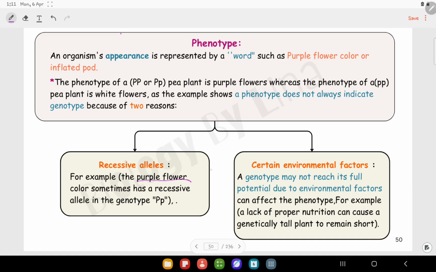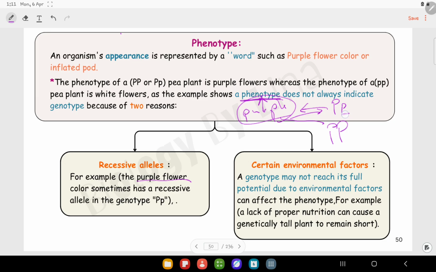If I talk about the phenotype of the dominant specifically, for example, I say Yara, go bring a purple flower. When I say purple flower, which is a phenotype, you would ask which one, teacher? Is it P capital, P small, or P capital, P capital? From the phenotype I said, which is purple, you cannot determine if it's P capital, P capital, or P capital, P small.